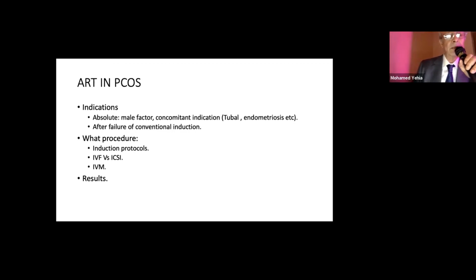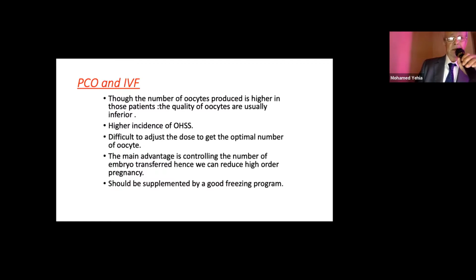What procedure? What's the induction protocol? Should we use IVF or ICSI, IVM or in vitro maturation? What about the results of that? The number of oocytes produced is higher in these patients. Usually we have more oocytes in patients with polycystic ovary. However, the quality is usually inferior. These patients have a higher incidence of ovarian hyperstimulation.